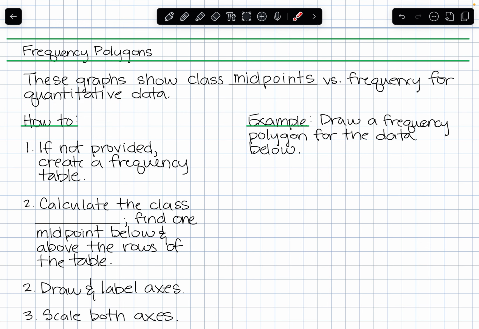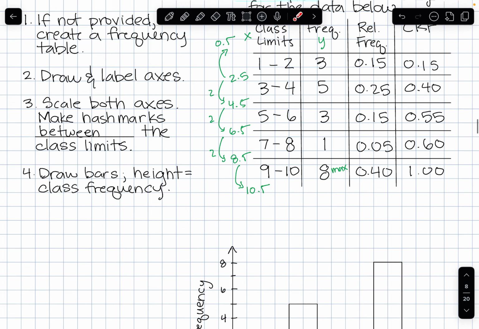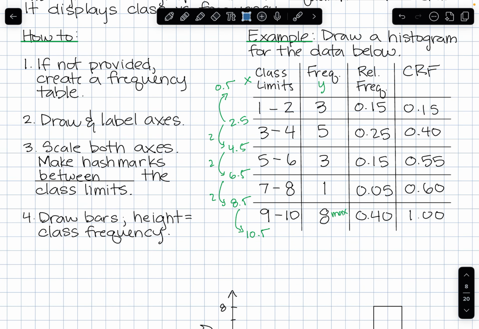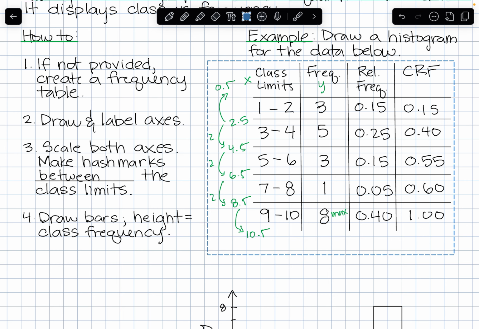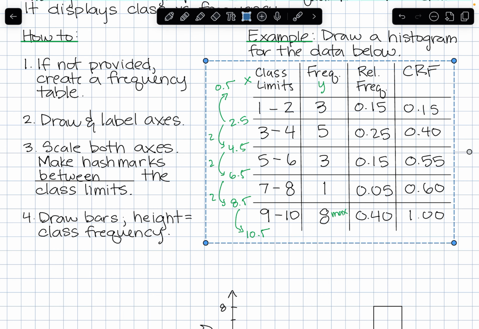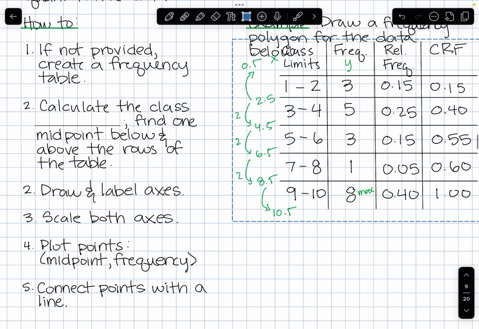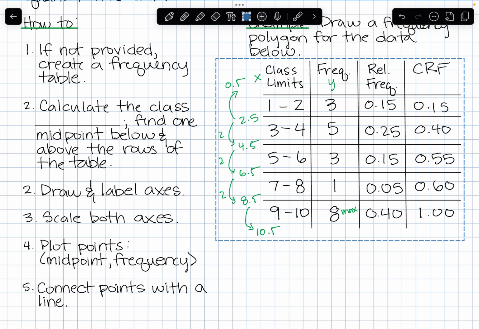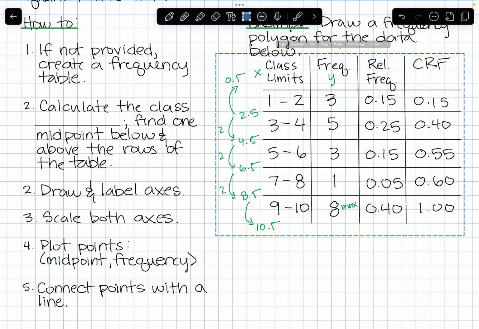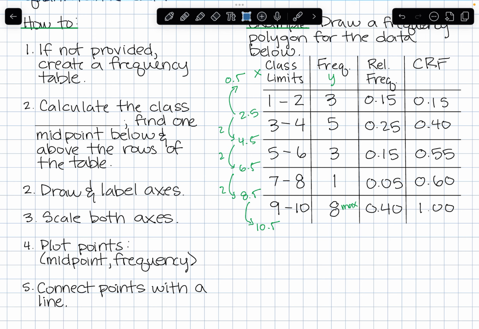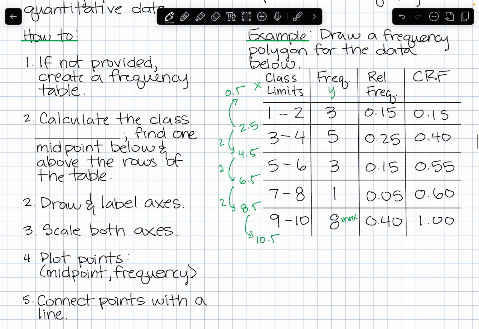For our example, let's go back up to the data we used in our last example. So I'm just going to copy this chart, the one we used for our histogram, because frequency polygons are related to that same type of table. Looking at our how-to list, it says, if not provided, create a frequency table. We've done that in a previous example.